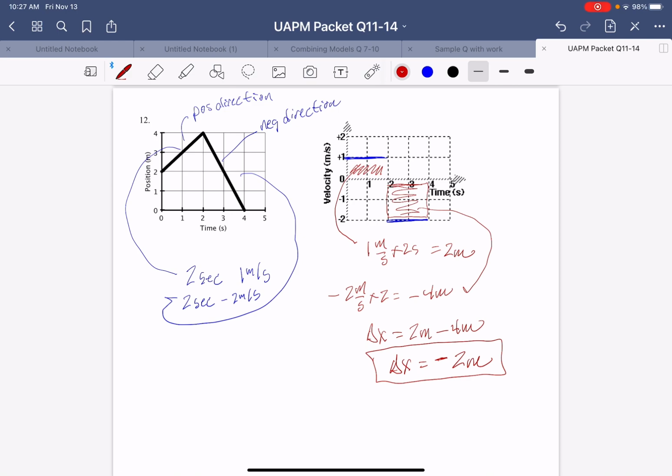Let's go back to the position time graph. My displacement here is my final position minus my initial position. My final position is 0 meters. My initial position is 2 meters. So I get the same result. My displacement is negative 2 meters. As it should be, because it's the same motion, just represented in different ways.